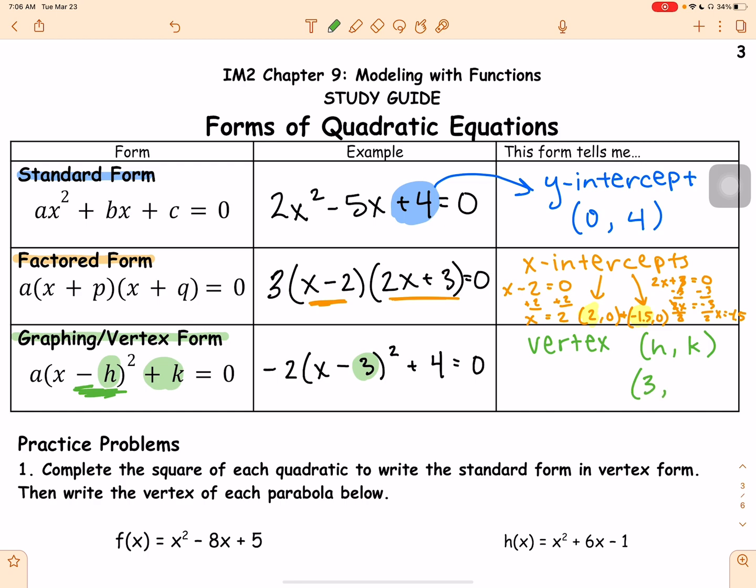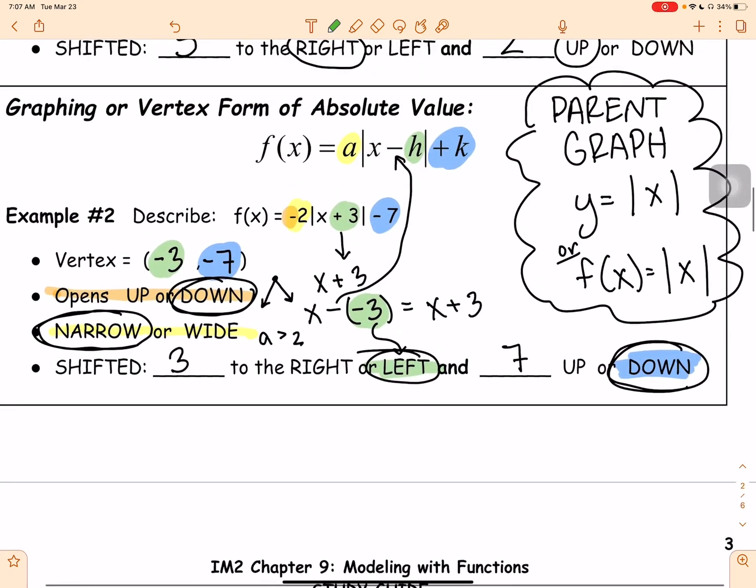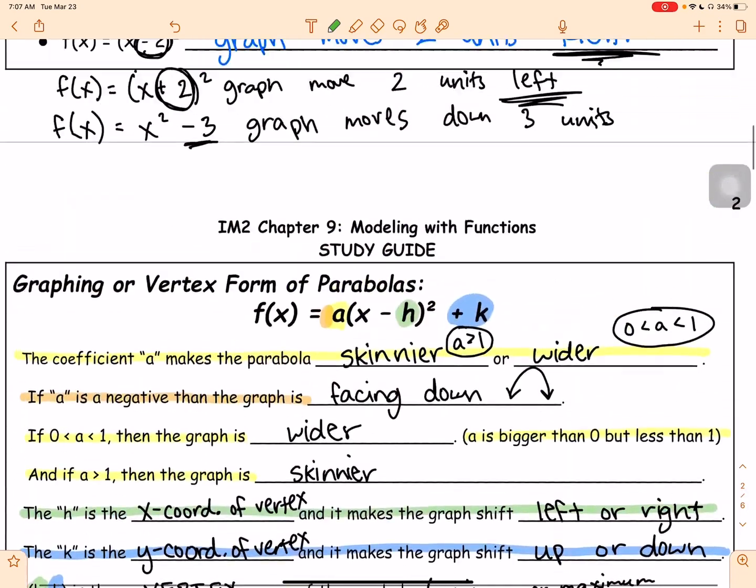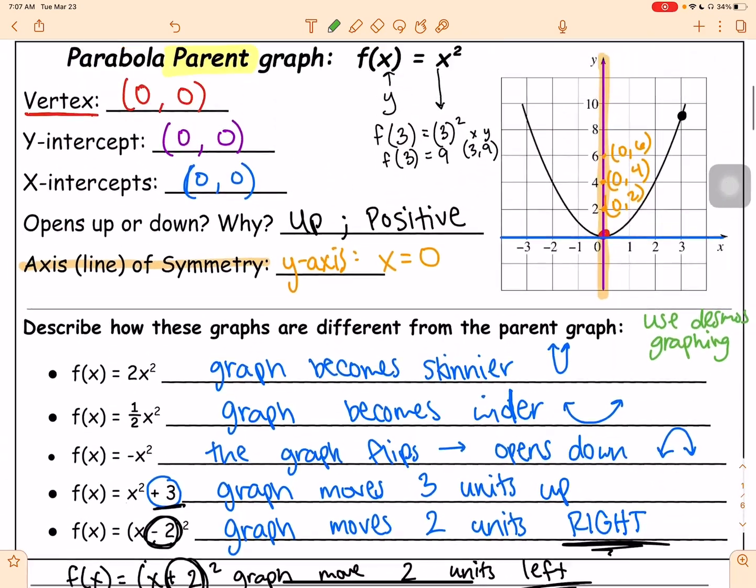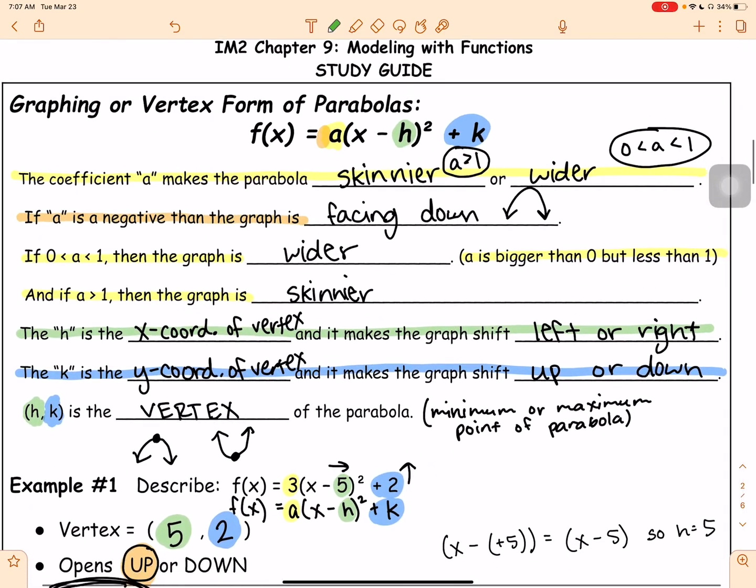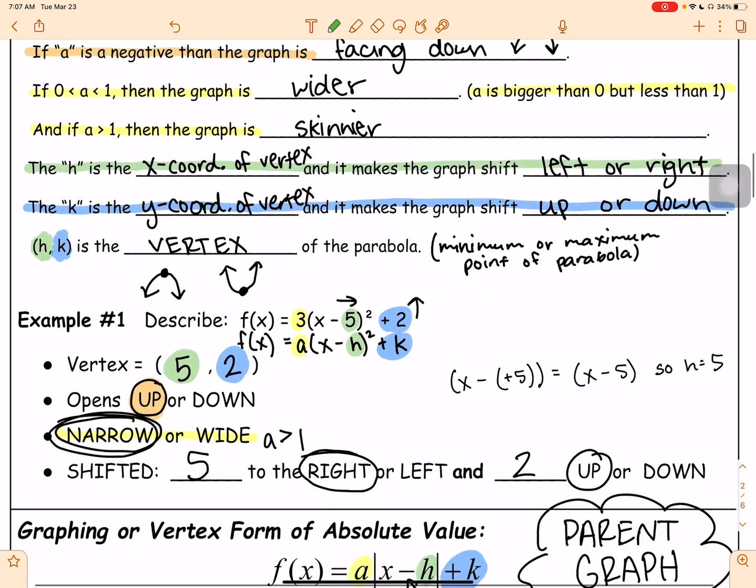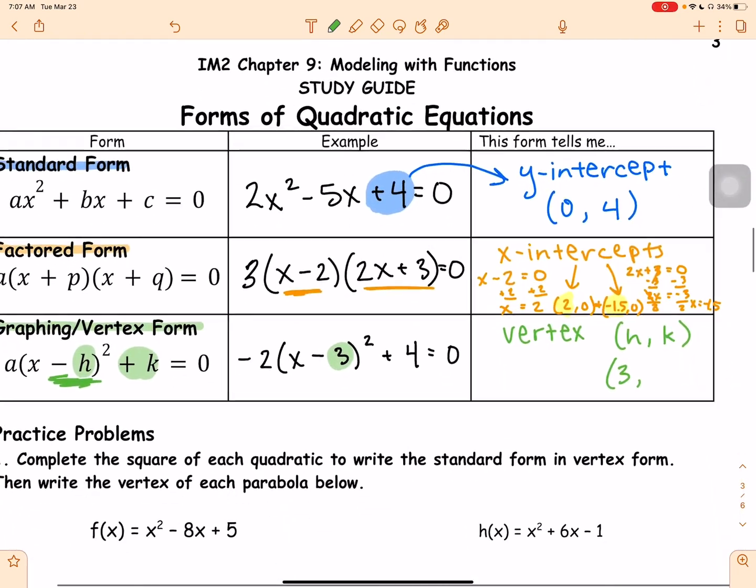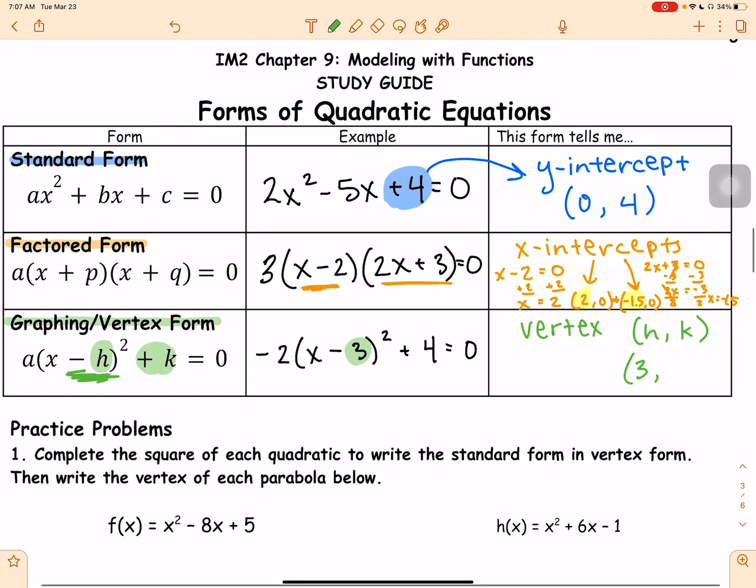And I do a whole video on that as well. I believe up here, yeah, for pages 1 and 2 of the study guide. So be sure to review that right here, vertex form on page 2. Okay, I did that in the other video.